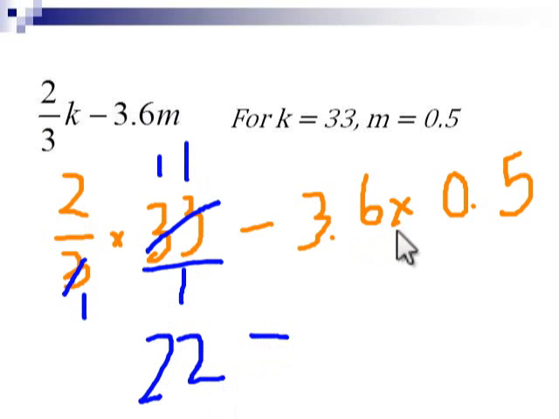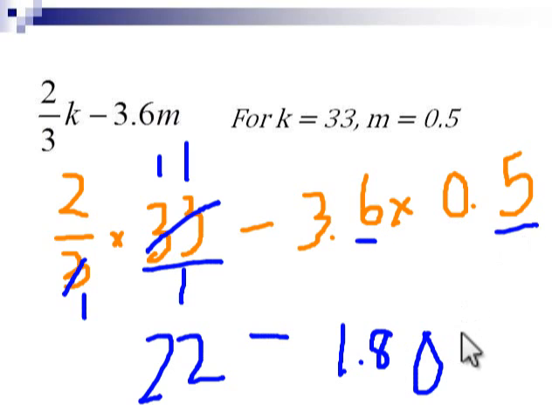Minus 3.6 times 0.5. 15 plus 3 is 18, with 2 decimal places because we have these 2 decimal places here and here. So that's 1.8. And 22 minus 1.8 is 19.2. My bad. It's 20.2. Good luck!